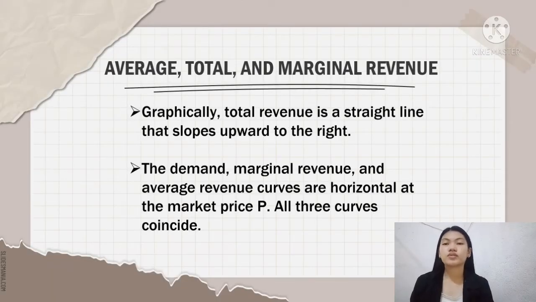Graphically, total revenue is a straight line that slopes upward to the right. The demand, marginal revenue, and average revenue curves are horizontal at the market price. All three curves coincide, so this will be shown in the figure.